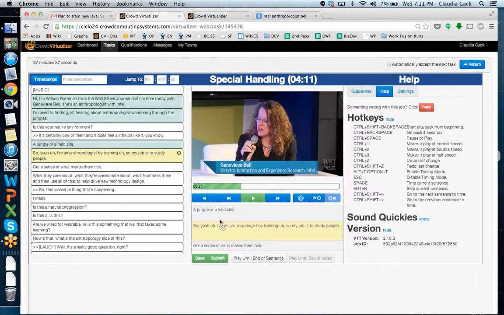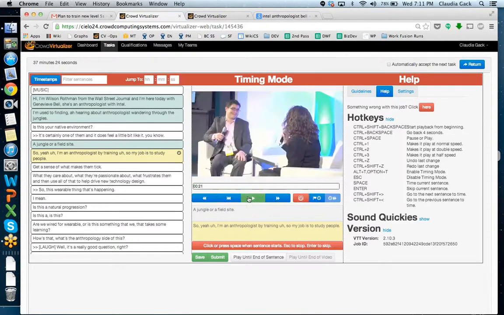You can see that this snippet here jumps up, even though she didn't even say the word so yeah. Let's play this again. A jungle or a field site. So yeah, I'm an anthropologist. You see this? Okay, so I'm going to enable timing mode again, hit play, and then hit the space bar once she says so yeah. I'm going to say now whenever I hit the space bar.